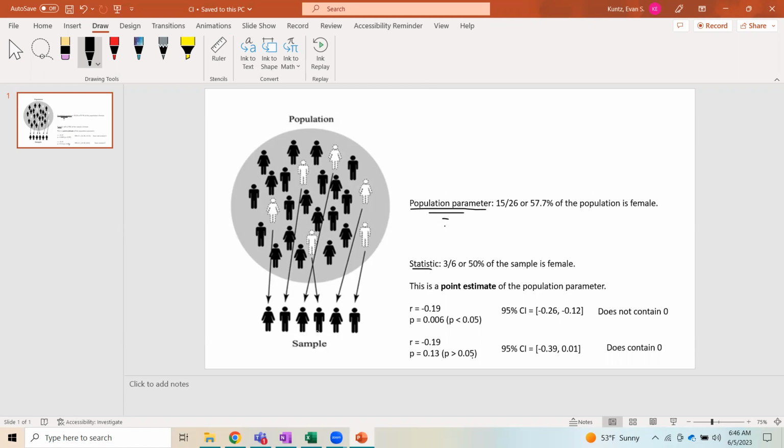And so if we see here within our sample, we can see that 3 out of 6 or 50% of the sample is female. And so this is what we would refer to as a point estimate. And so it is 1 point, it is one number, one statistic, and it is an estimate of the population parameter. And so now this is just a simple example of a frequency claim, but we're going to take it a step further in talking about this in relation to bivariate correlation.